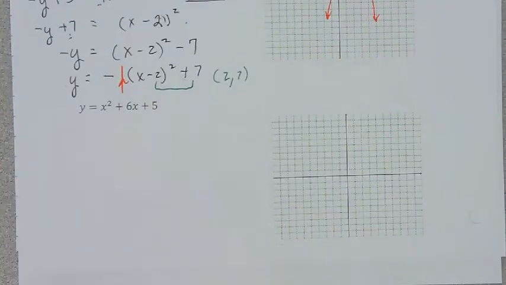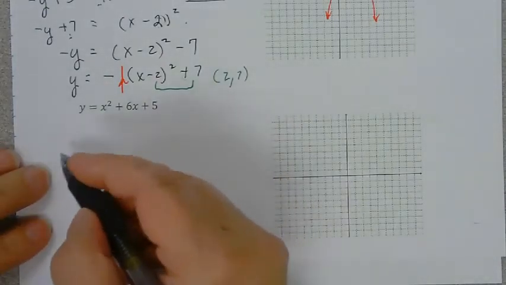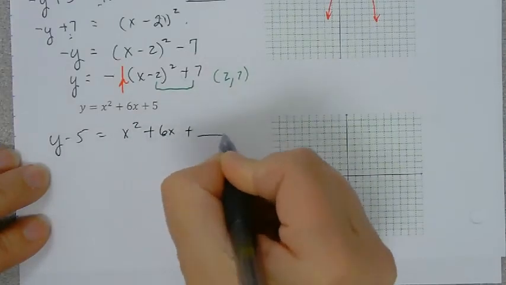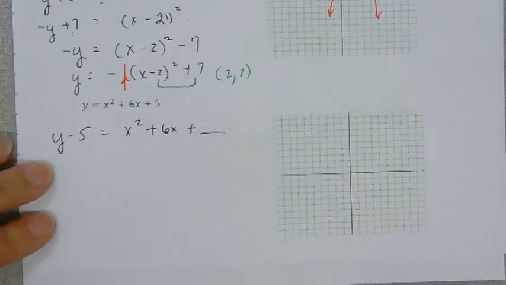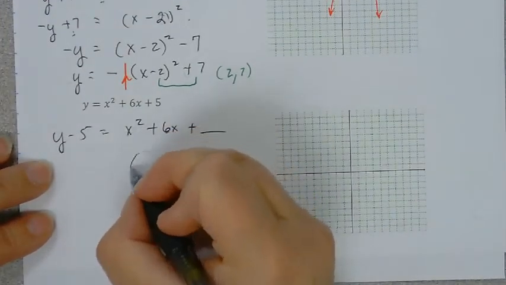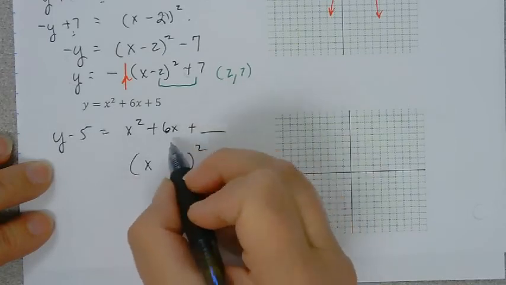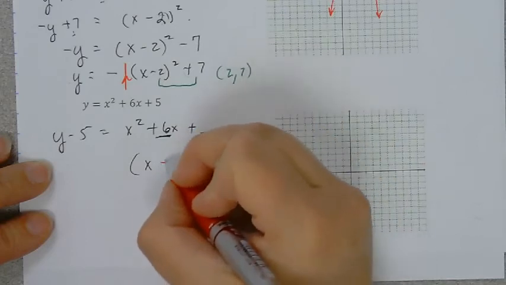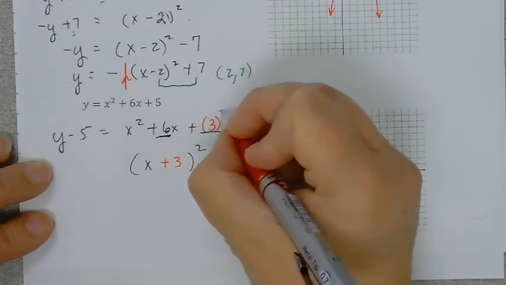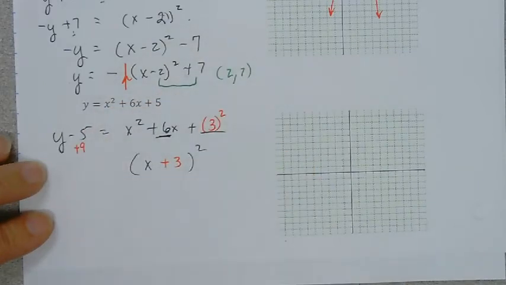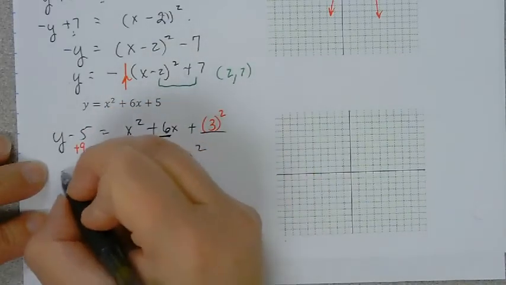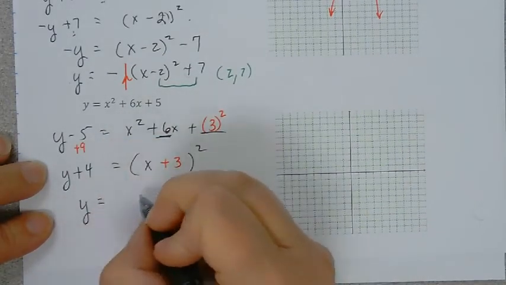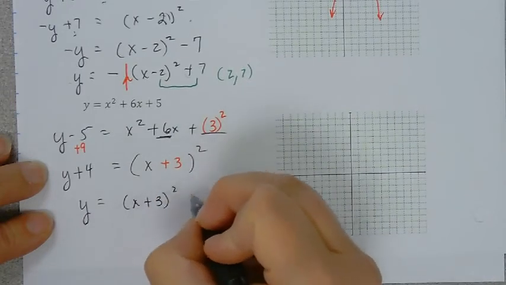Okay, last one. I'm going to start by moving the 5 over. So I know for this to be a completing the square problem, I have to make that something squared. And I'm going to take half of that number, and half of 6 is 3. So I'm going to have plus 3, and I'm going to add 3 squared to both sides. So on the left side, I have y plus 4. And now I'm going to move the 4 to the other side. So since it was plus 4 over here, it's going to be minus 4 on the other side.